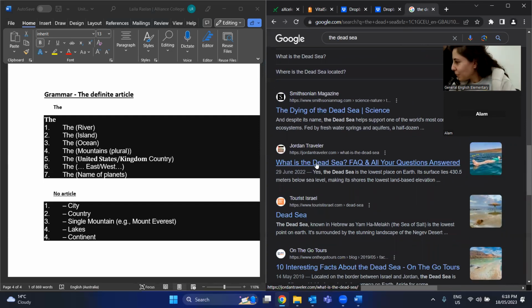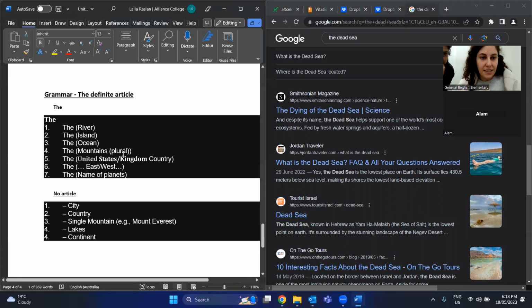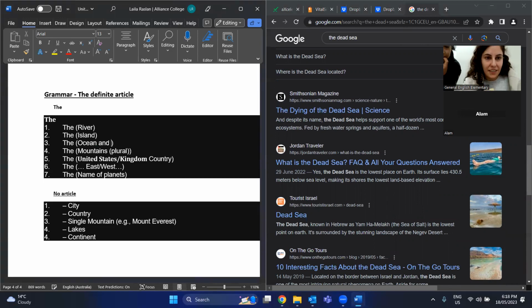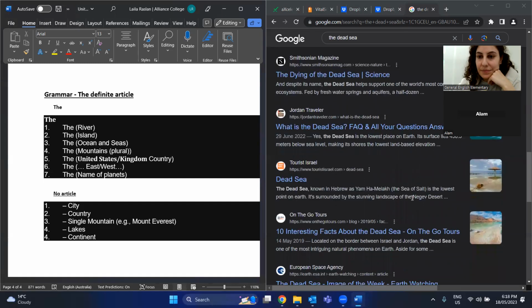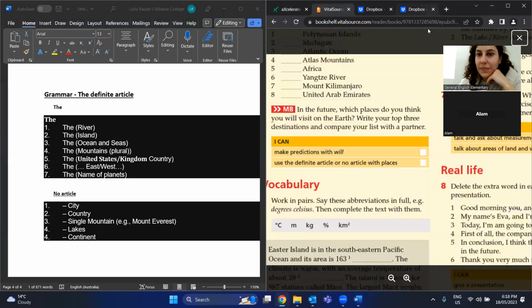Seas and oceans, the Baltic Sea. Yeah, we don't have it, so we'll add it. Oceans and seas. Thank you. So any seas? Yes, the Dead Sea, which is in the Middle East. The Sea of Salt, it's also called. Yes, the. So any oceans or seas.